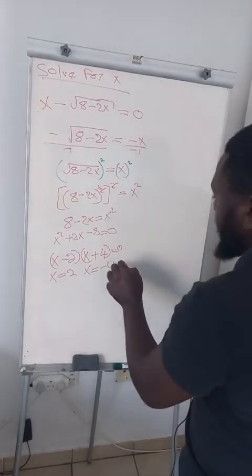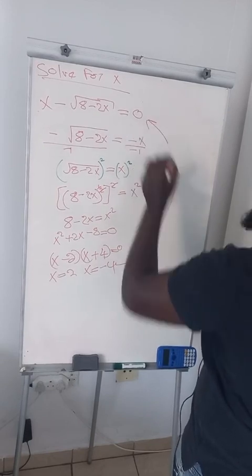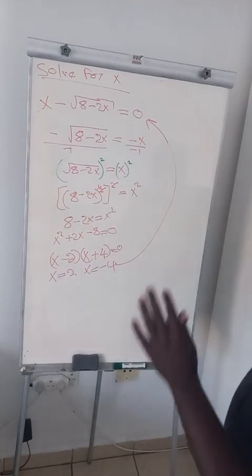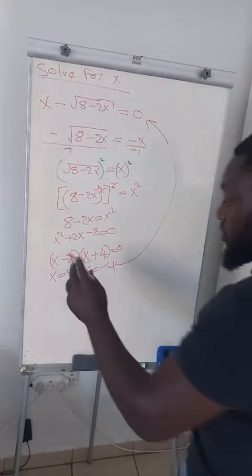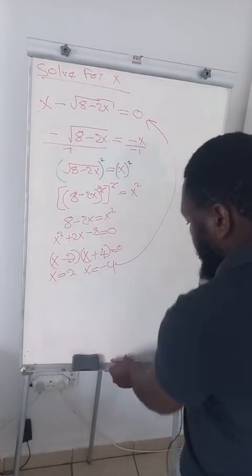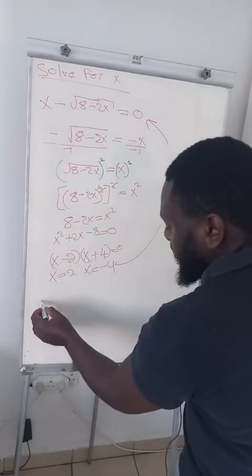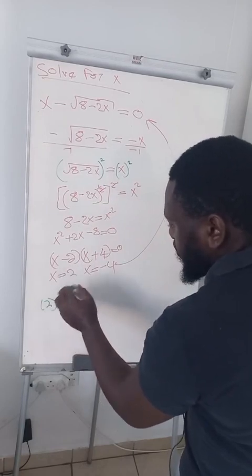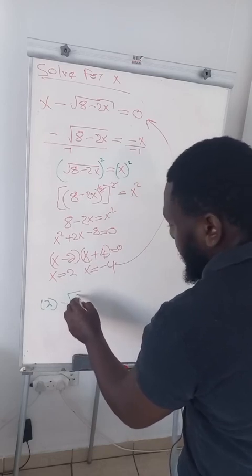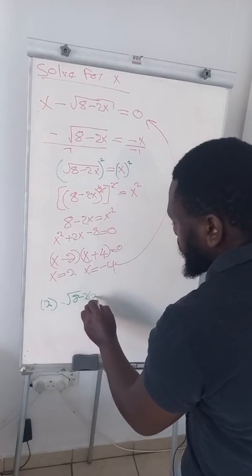Now, do you see this? Go and replace it back here. Replacing just means wherever there is an x, you're going to place a 2. Let me use a different color here. Where there is an x, I'm going to place a 2. We are starting with 2 here, and then minus the square root of 8 minus, where there is x, I'm going to place a 2.